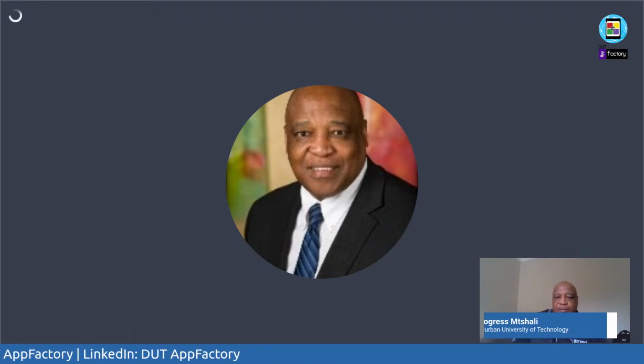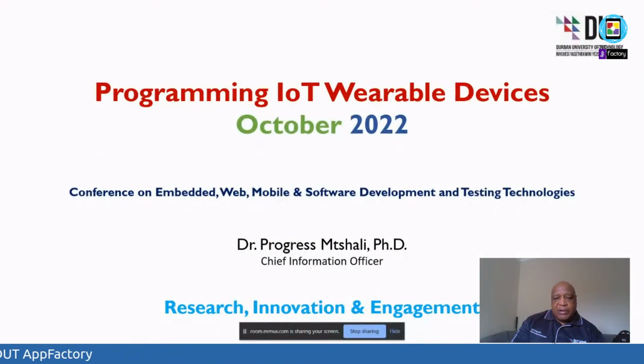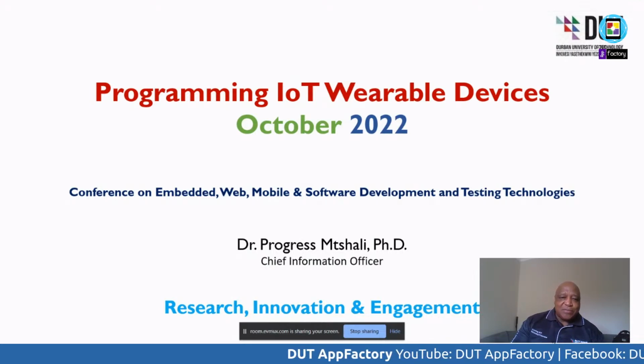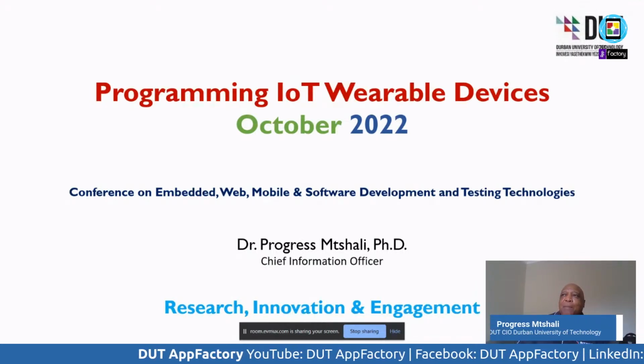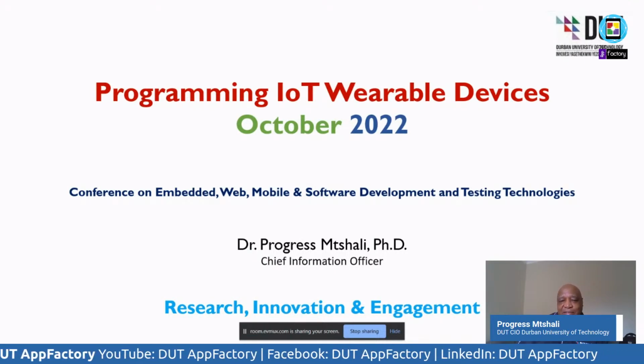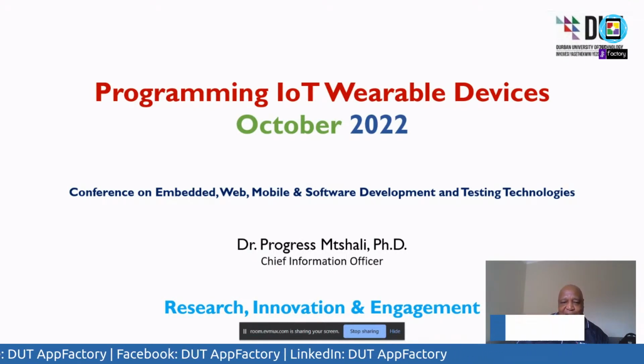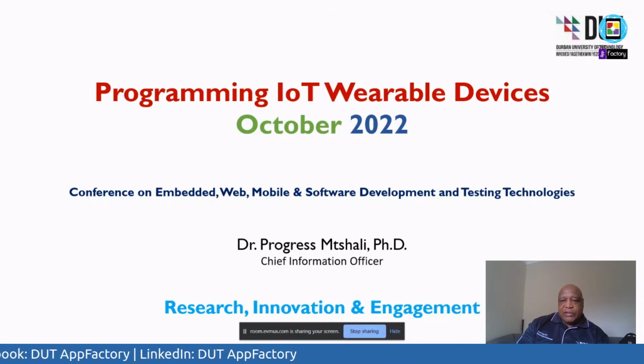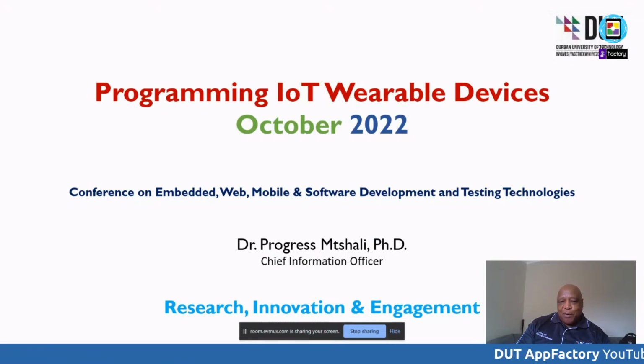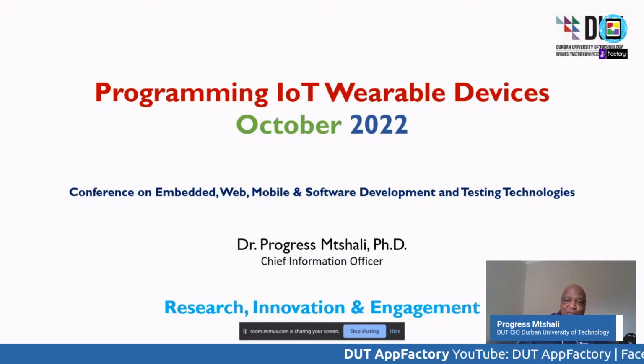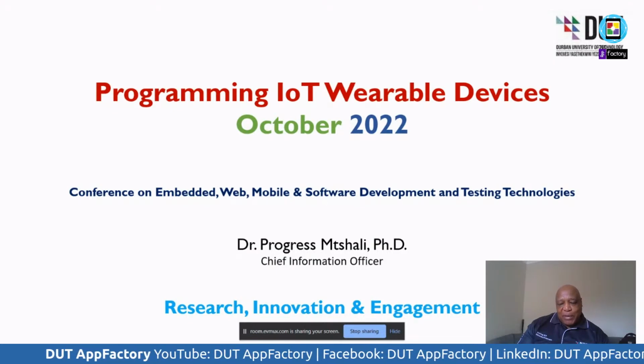Again, my name is Progress Mjali. I'm the Chief Information Officer at DUT. Long story short, I was in software development for many years, actually more than three decades. I started as a programmer and ended up being a research architect. I used to have a passion for writing code, but in my role, I don't get enough time to actually do all of these things that we can do with a computer and programming.